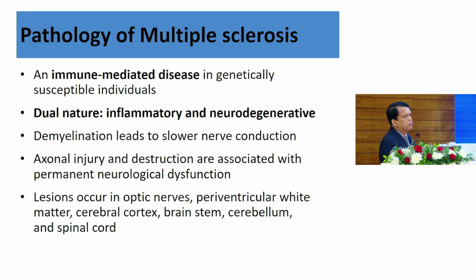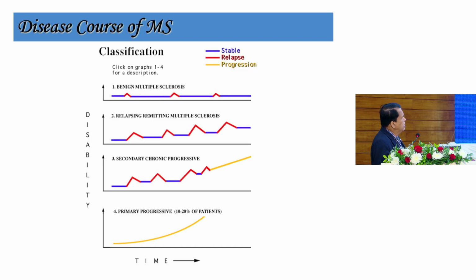What do you see about the pathology? It is an immune-mediated disease. That is a very important factor for the postgraduate students. And it is genetically susceptible individuals who have this. The two important things one needs to remember: there is inflammation and there is neurodegeneration. If you allow the inflammation to continue, they develop neurodegeneration. So the clinician's role is very, very important to find out the disease at the beginning, when there is inflammation.